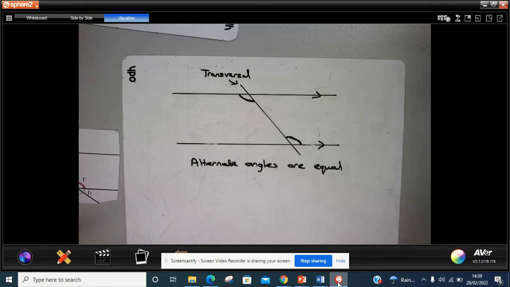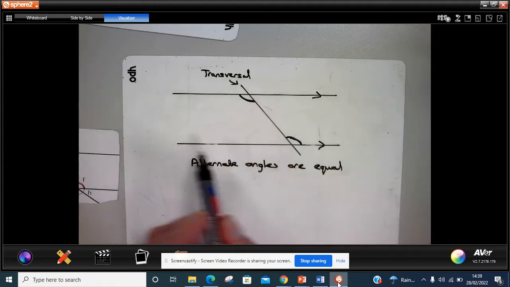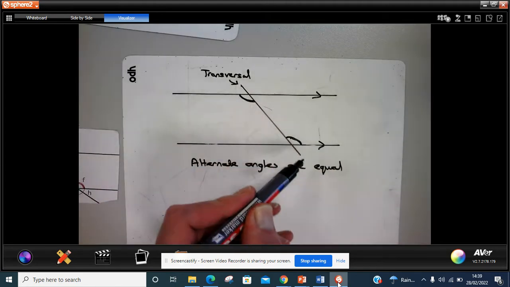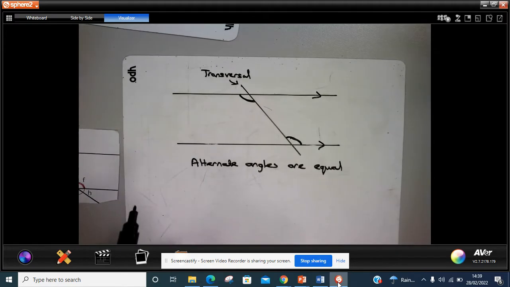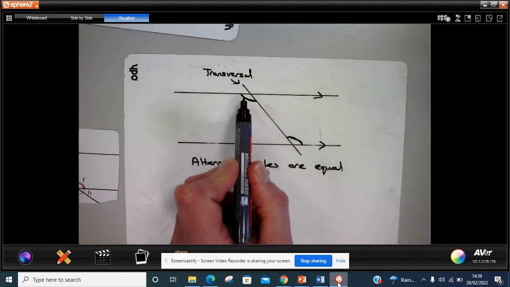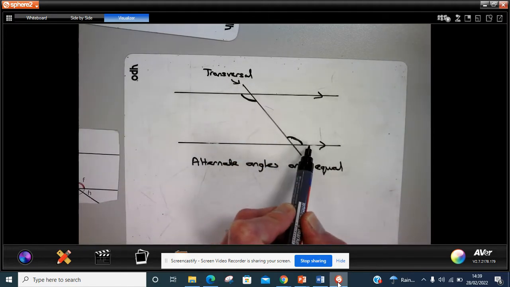So here's a little video on alternate angles. You find alternate angles where you have parallel lines and a line that cuts across them, often called a transversal. You don't really need to worry about that. So here I've shown some alternate angles.